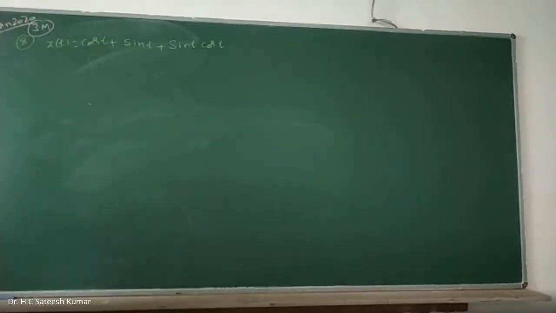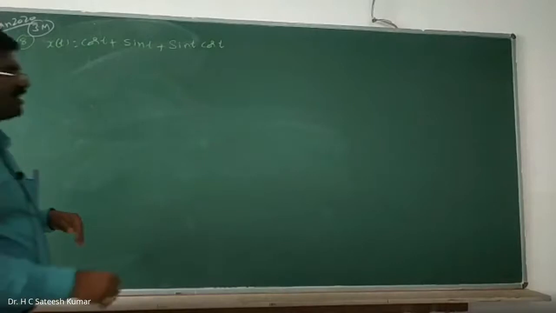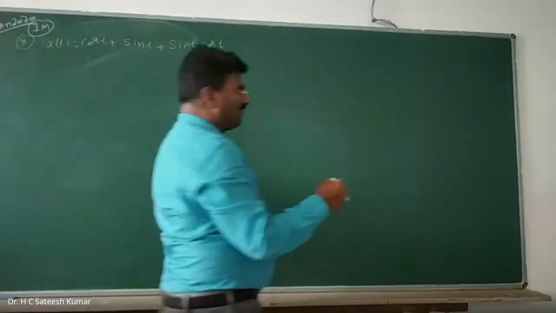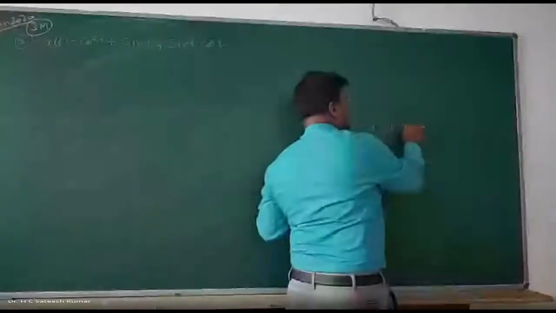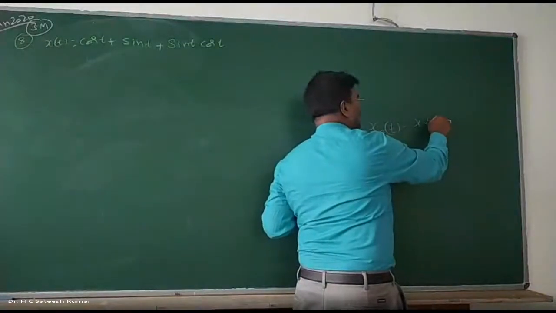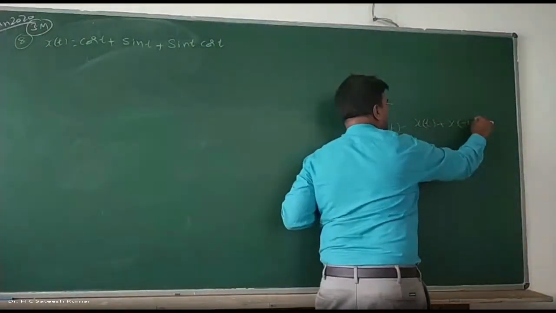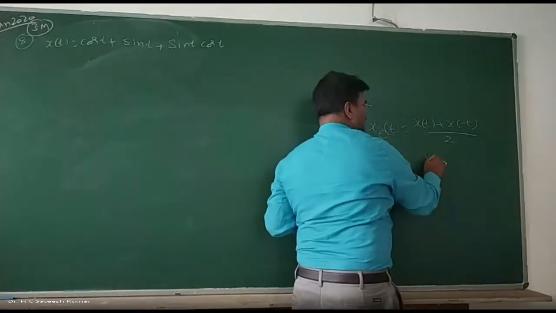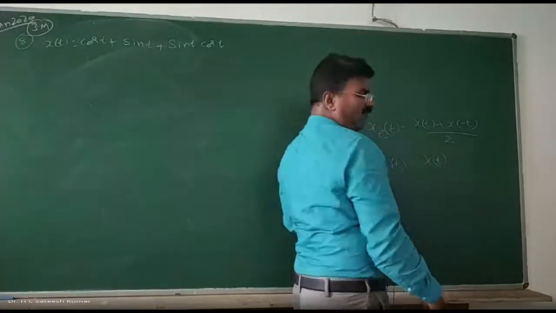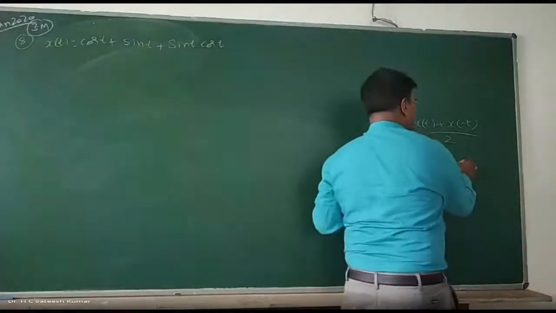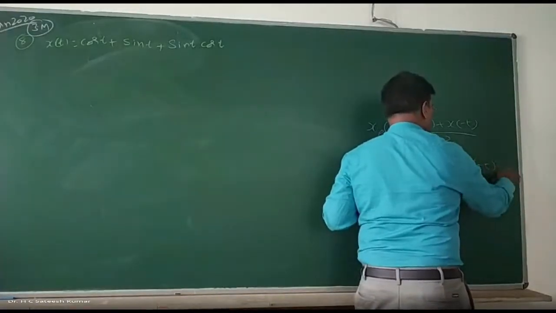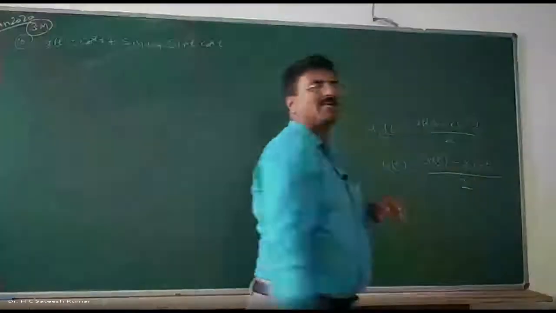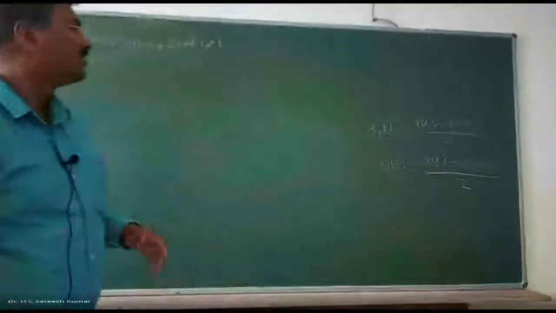Now it's very simple. No need to sketch for this. Do it in the formula method itself. The even part of any signal is given by xe of t is equal to x of t plus x of minus t divided by 2, and xo of t is equal to x of t minus x of minus t divided by 2. Whenever it is a formula method, use minus. Or you can write plus or minus; both are the same.